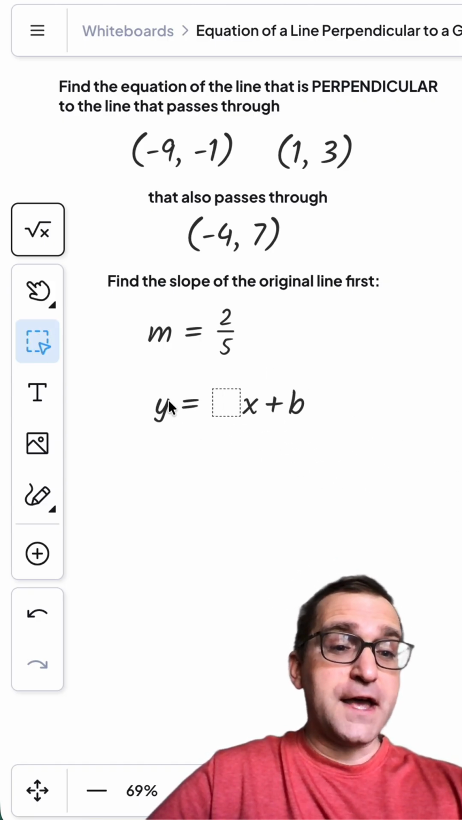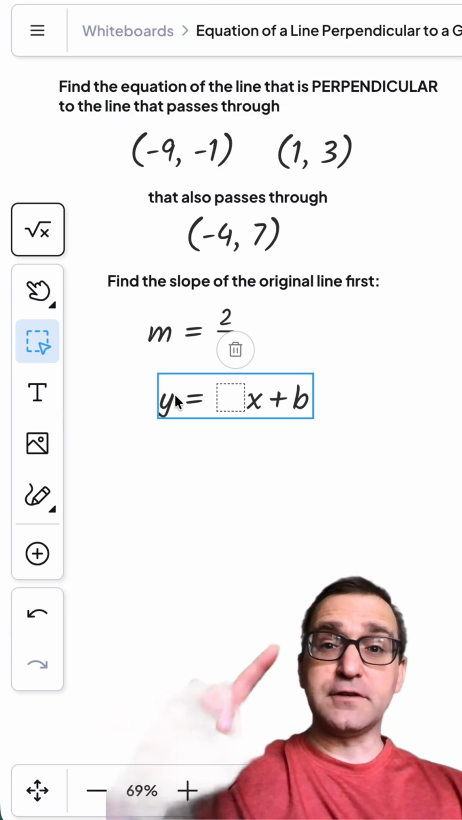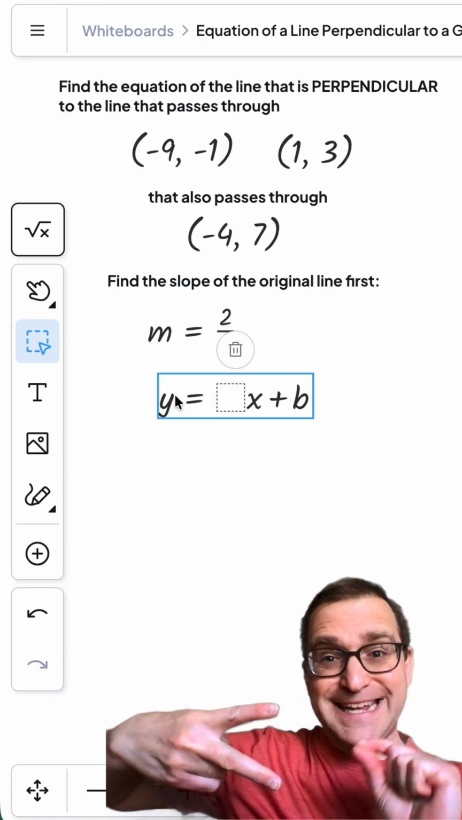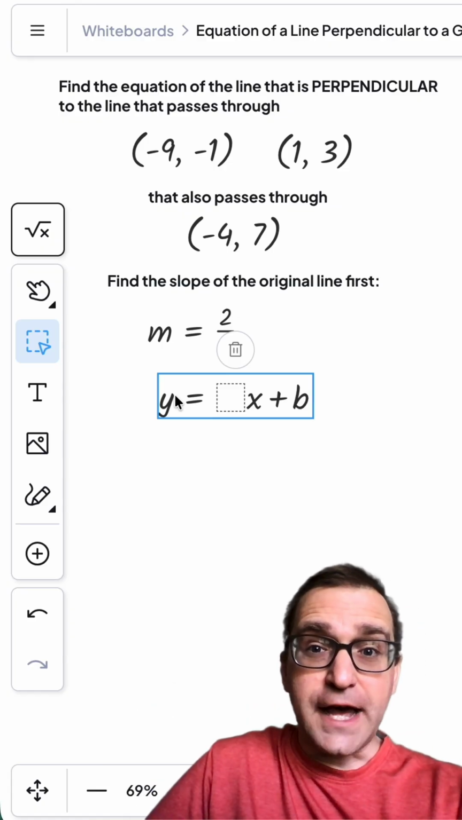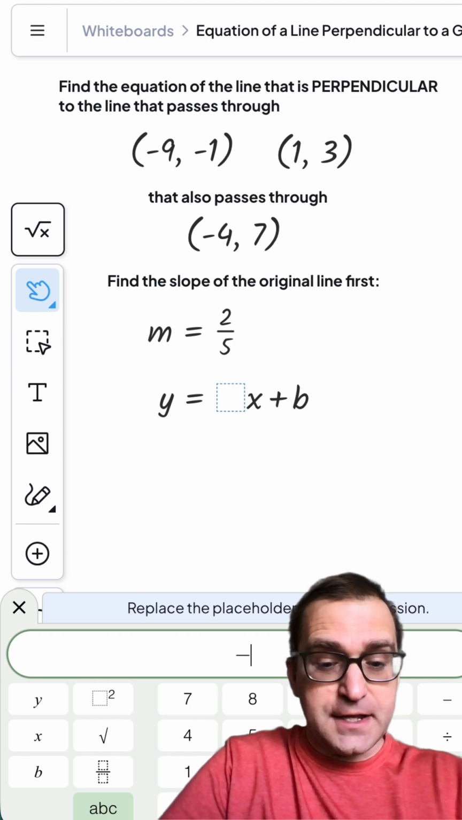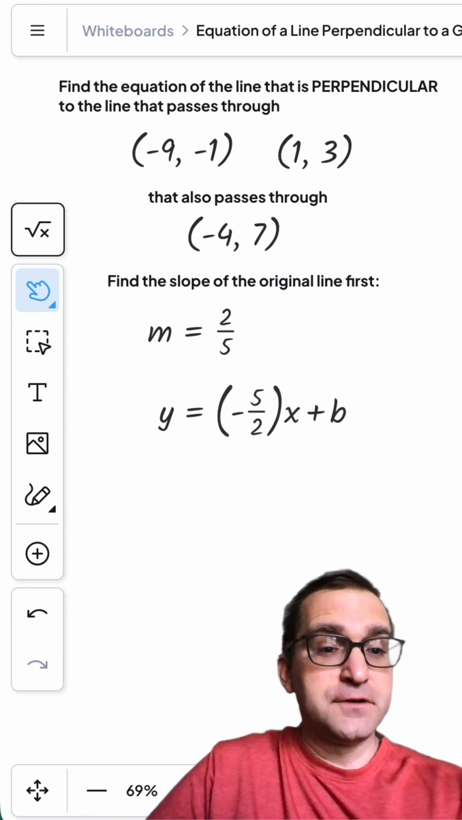But recall that if we want to find the equation of a perpendicular line, we need to take the original slope and take the reciprocal and negate it. Slopes of perpendicular lines are opposite reciprocals. So the slope that we need is -5/2 right there.